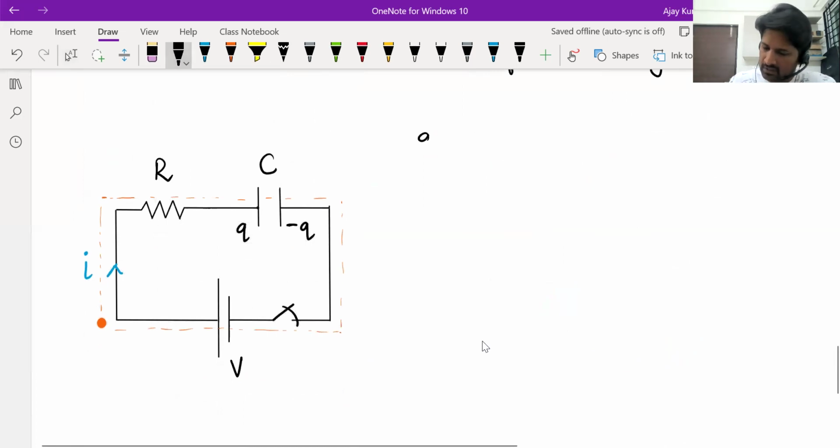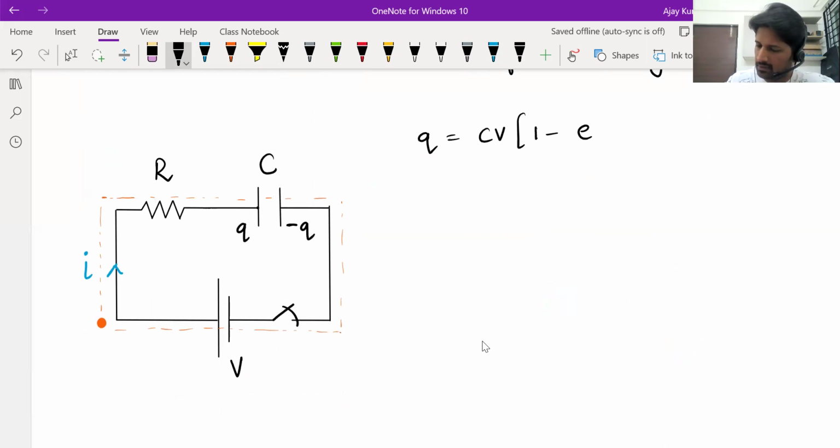Same circuit, we got charge is equal to CV(1 minus e power minus t by tau). Now, if you want current here, we have already checked and confirmed that I is equal to dq by dt. Current in that wire is equal to the rate of change of charge on that plate of the capacitor. So we just need to differentiate this function to get current as a function of time.